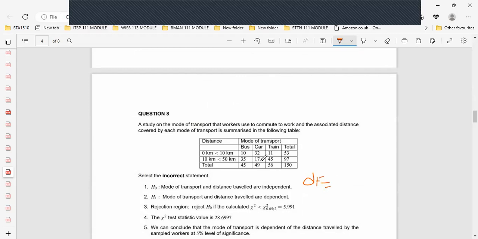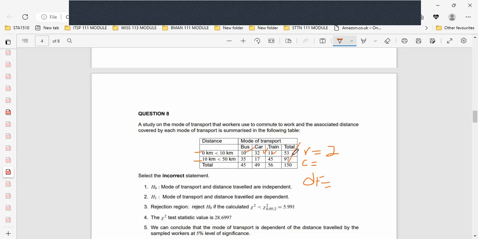Let's calculate degrees of freedom for this one here. Remember, R is the number of rows, and C is the number of columns. Number of rows, we have 1, 2. We have the row for 0 kilometer to less than 10 kilometer, then the row for 10 kilometer to less than 50 kilometer. So the number of rows is equal to 2. For the columns, we have column for bus, column for car, column for train.